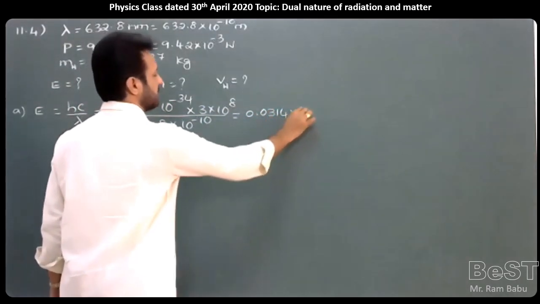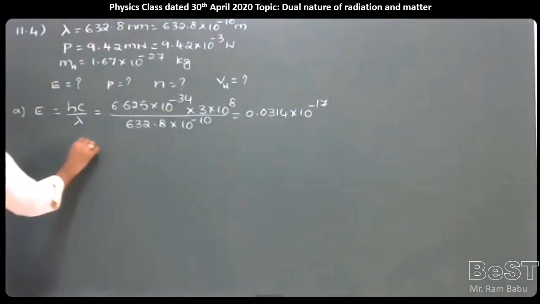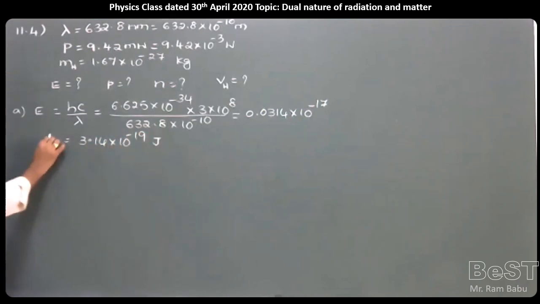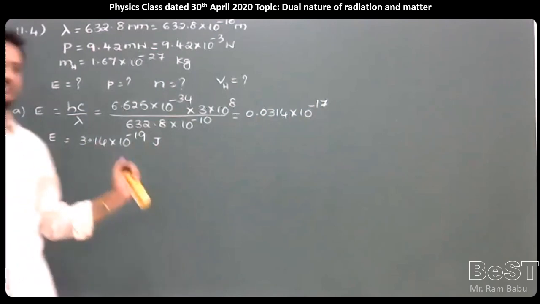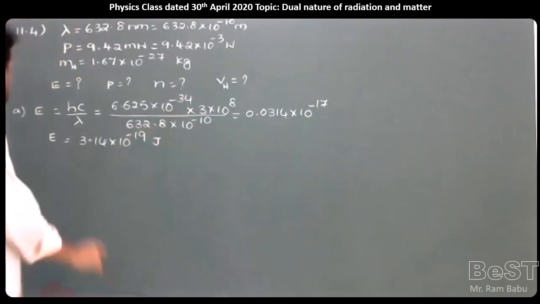0.014 into 10 to the power of minus 17, or we can write 3.14 into 10 to the power of minus 19 joule. So in the previous class we calculated this value up to A. Now we'll go for the second question, B.